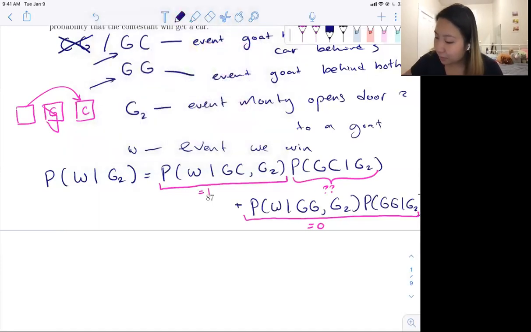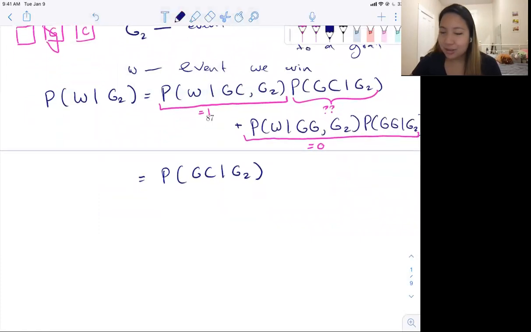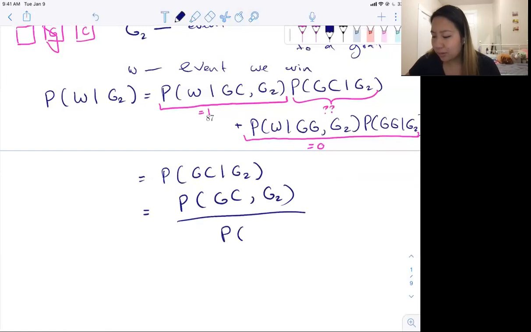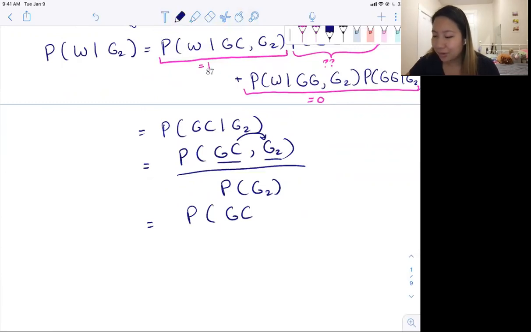Let's compute that. This is equal to probability goat C given G2. Let's just use the actual definition of conditional probability for this. So this is probability goat C comma goat 2 over probability of goat 2. When we have goat C, we're always going to have goat 2 in the scenario. So since goat 2 always happens when we have goat C, this is just equal to the probability of goat C, since the other one is a subset of the events there.